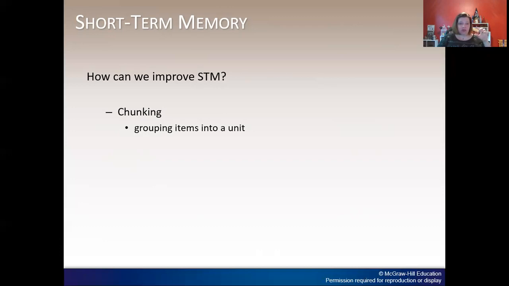So that's grouping information into units. If you're trying to remember a set of digits, make them numbers instead. So instead of 6295, try 62 and 95. You're not actually having to remember 6295, you're just remembering 62 and 95. So two different units, four digits yes, but only two units, which is going to make it easier to remember.